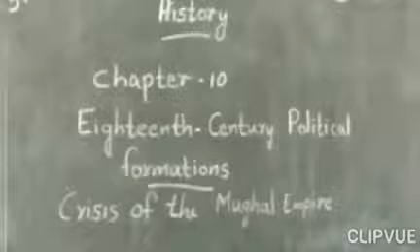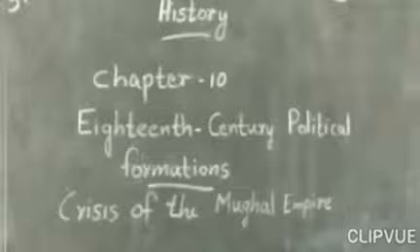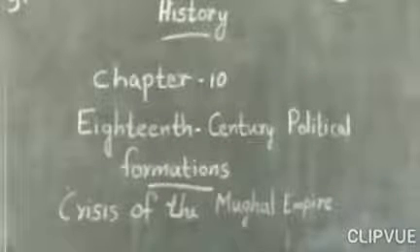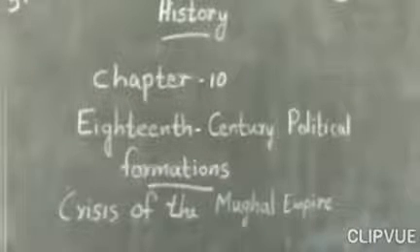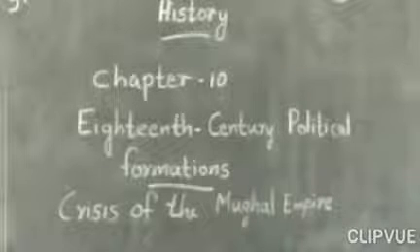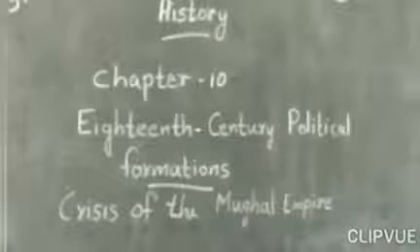Crisis of the Mughal Empire. There are several factors that led to the decline of the Mughal Empire. The Emperor Aurangzeb fought a long war in the Deccan. As a result, military and financial resources of the country got depleted. That is the first point. The battle fought by Aurangzeb in the Deccan was the cause for the crisis in the Mughal Empire.